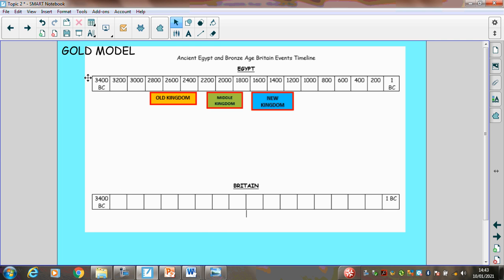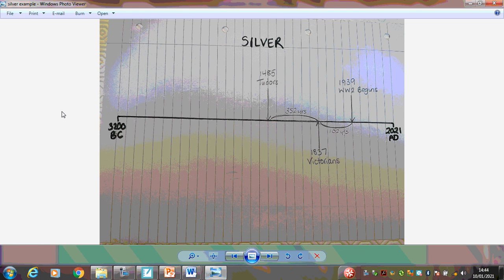All right, so I used that dynasty timeline that we looked at before. I used the same scale, so going up in 200-year chunks, and I put in the Old Kingdom, the Middle Kingdom, the New Kingdom, roughly around what time period they were. And then I've used the same scale down here for the Britain one as well. Okay, so you're essentially going to be creating two different timelines. All right, and I'm going to show you an image of one that I created.